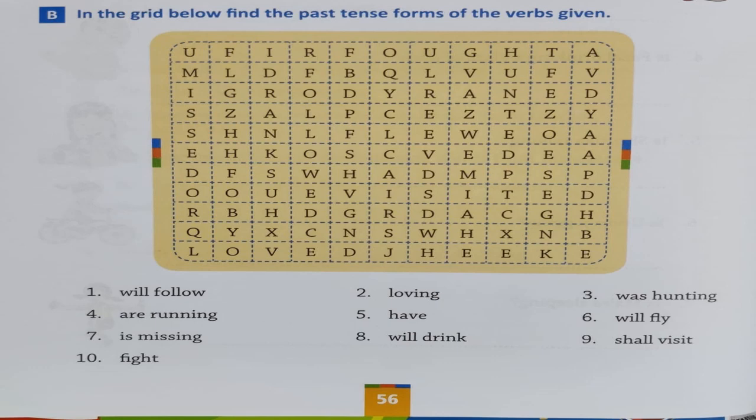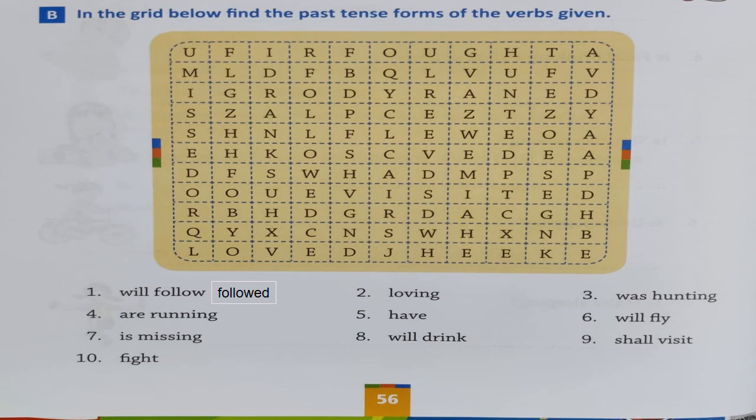In the grid below, find the past tense forms of the verbs given. Now children, the words that are given below are not in past tense form. So what you have to do is find them in past tense form. First of all, let's read the word and write its past tense form next to it, and then we will find them in the grid. Number 1, will follow. The past tense of will follow is followed. So write it down next to it.